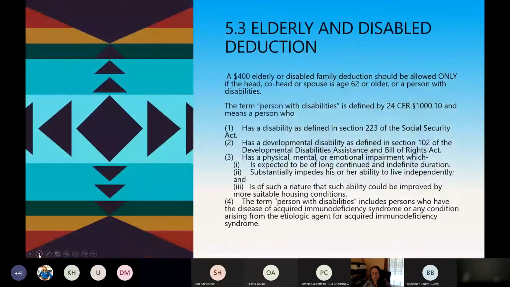Elderly and disabled deduction. A $400 elderly or disabled family deduction should be allowed only if it's the head, the co-head, or the spouse. Okay. Now they have to be in one of those three positions, and even if they've got mom living with them that's 80 years old, unless she's in one of those three positions, you can't count that as an elderly household.